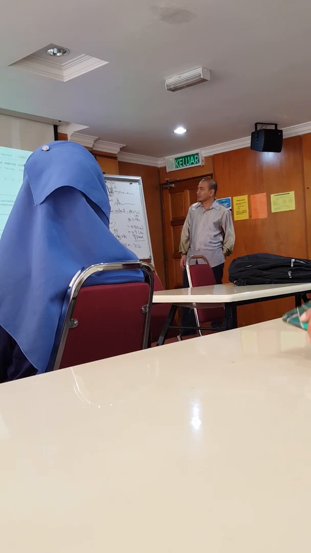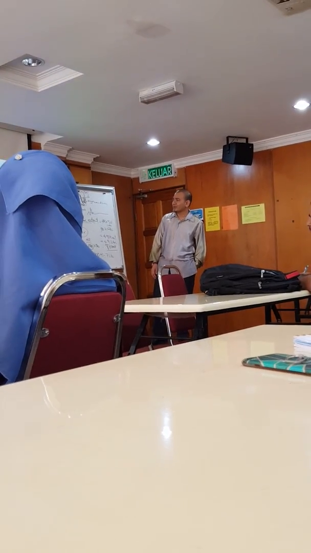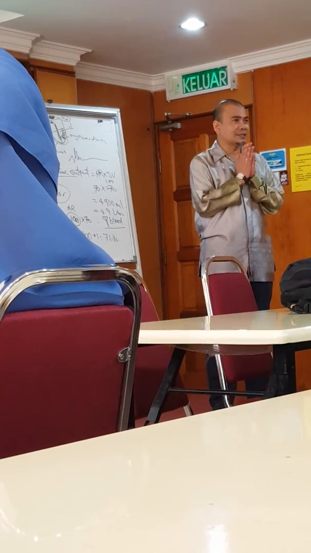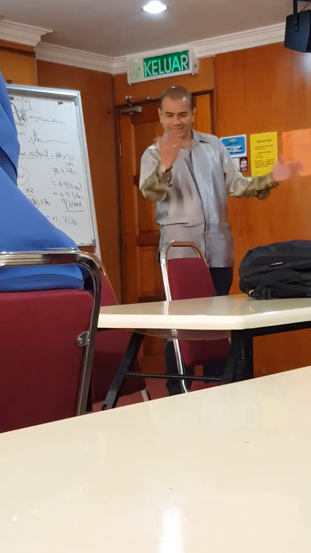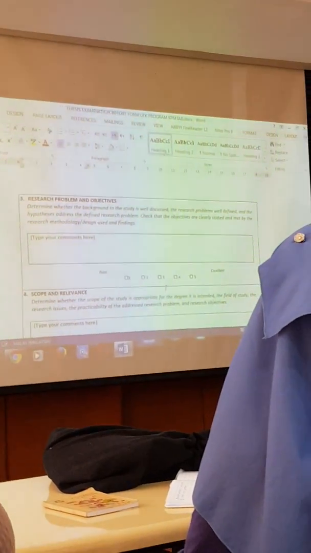that the objectives are clearly stated and met by the research methodology design, used, and findings. Okay. You have to understand that now the thesis is there. Some examiners, the way they read the thesis would be chapter 1, chapter 5. Research question, conclusion. So this is what is meant by clearly stated and met by the research method design, use, and findings.